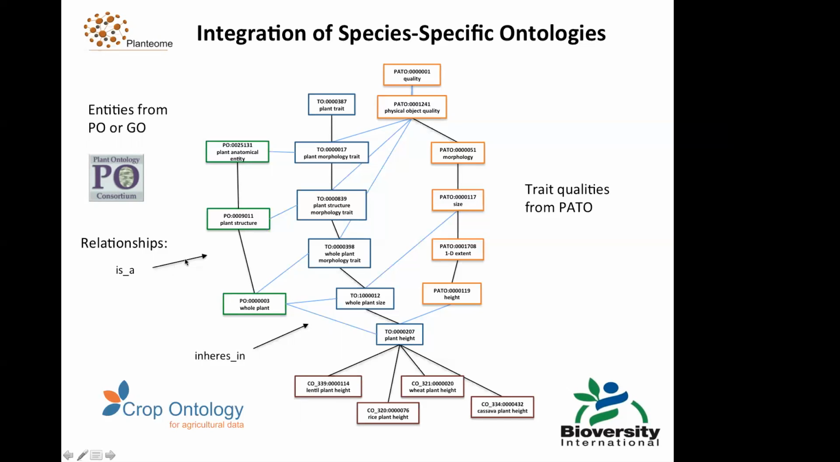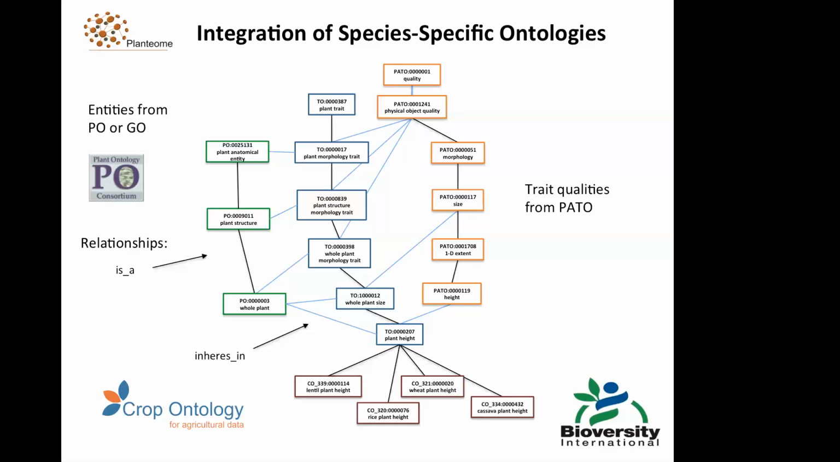So the black lines here are the is_a or subclass relationships, and then the blue lines are what we call inheres_in relationships. For example, the PATO terms which describe the quality. So this is for plant height, PATO height inheres in the whole plant, and that is the way that the plant height term is constructed in the TO. And it allows us to navigate through the different ontologies with these interrelationships.